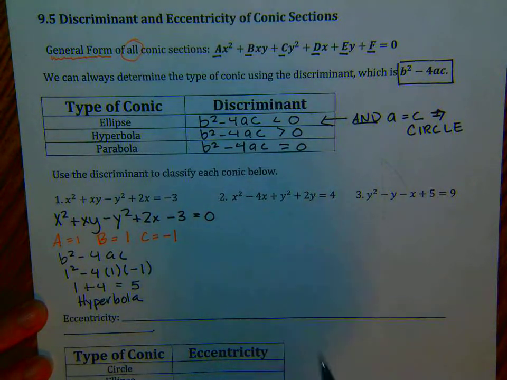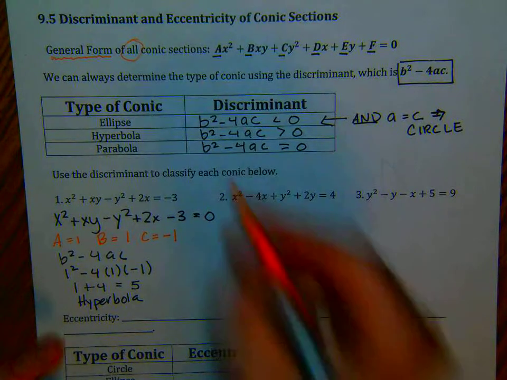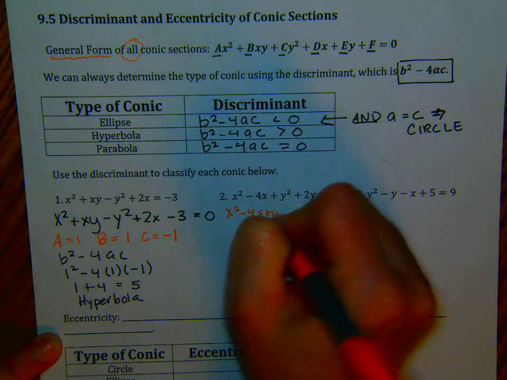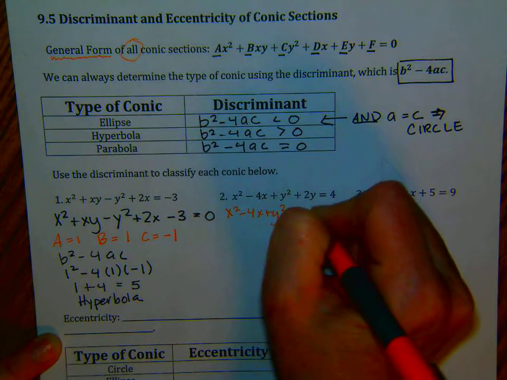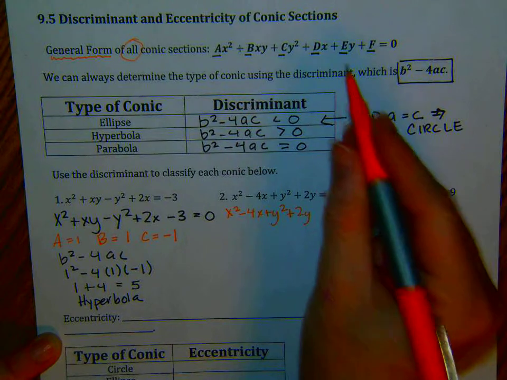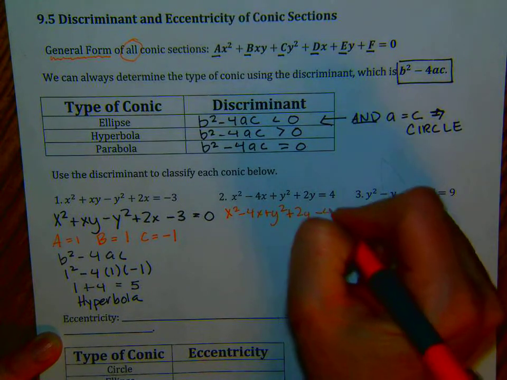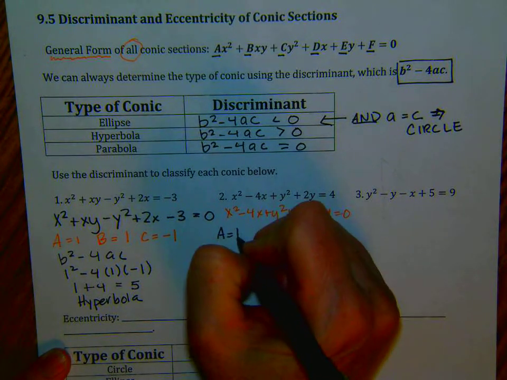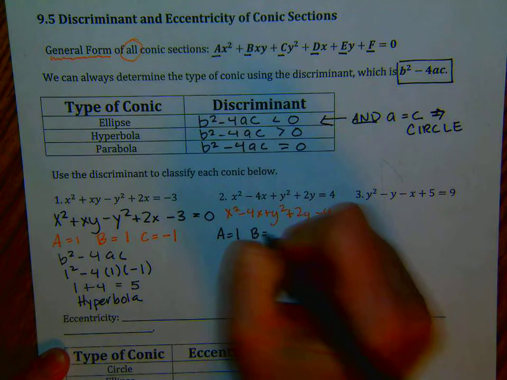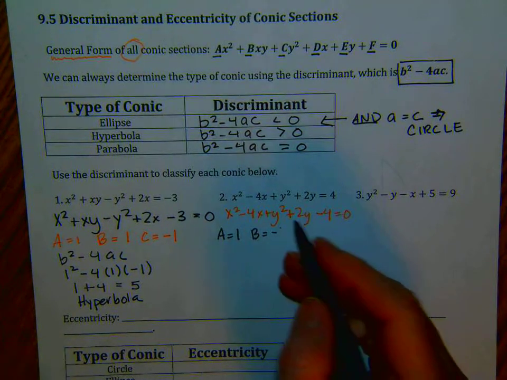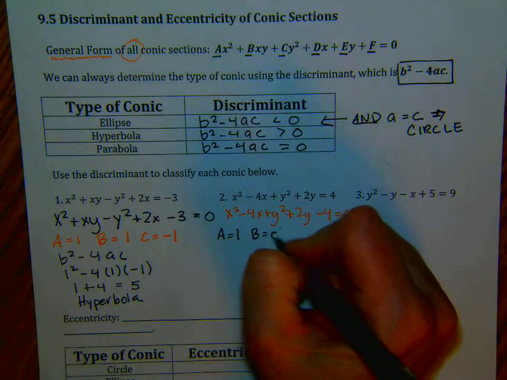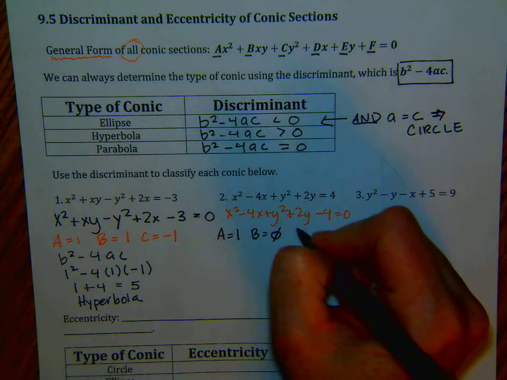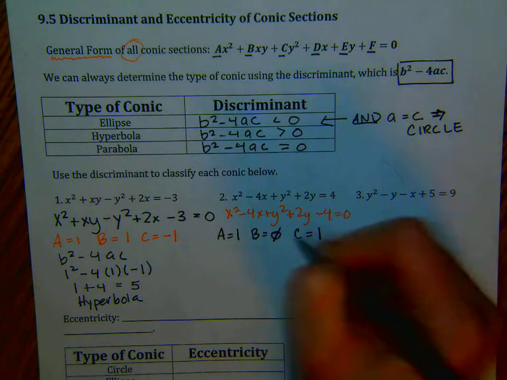Let's do the next one. Okay, so we have x squared minus 4x plus y squared plus 2y. So we have an e term, but not a d term. Minus 4 equals 0. So let's sort this out. We have a equals 1. We have a b term. B equals negative. Nope, we don't have a b term. B equals 0. Sorry, b equals 0. We have a c term. C equals 1. And we don't worry about any of the other terms.